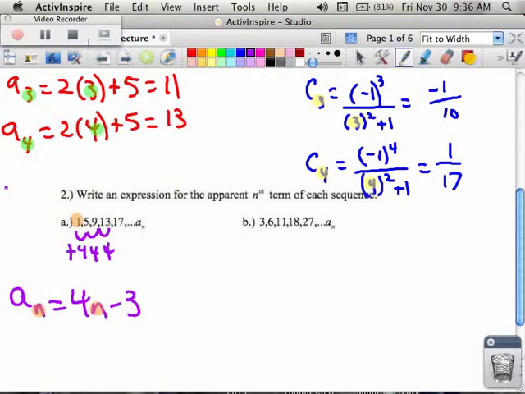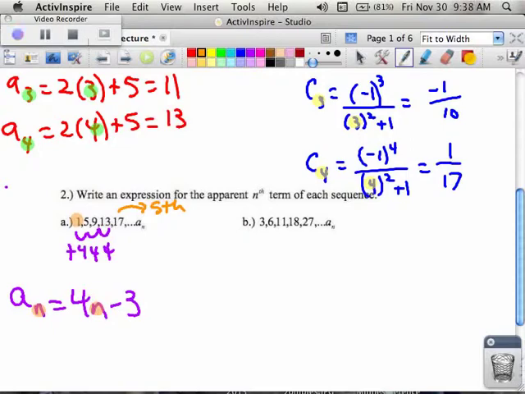And now what I see is if I were to plug in whichever term it is, for example, let's say that I was looking for the 1, 2, 3, 4, 5th term. That means where I see the n, I would plug in a 5. 4 times 5 is 20, minus 3, 17.